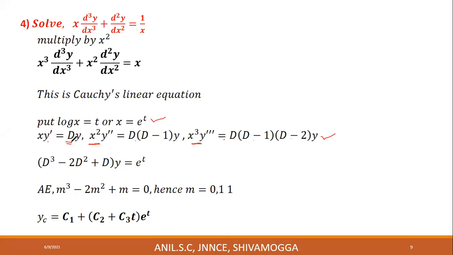x into y dash is equal to dy. x square into y double dash is d into d minus 1 into y. x cube into y triple dash is d into d minus 1 into d minus 2. Substitute here. d cube y by dx cube is y triple dash. x cube into y triple dash is d into d minus 1 into d minus 2, and we write that y outside. Plus x square into the second derivative y double dash. x square into y double dash is d into d minus 1. This is equal to x, and x is equal to e power t.